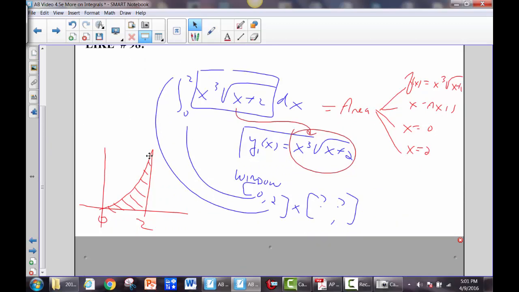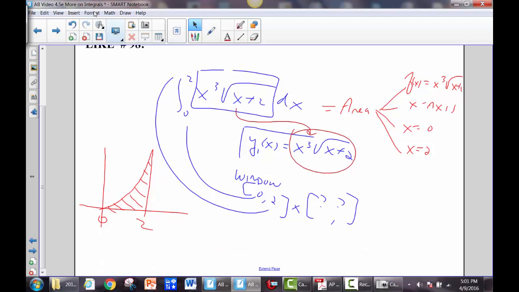which is above the x-axis the whole time. And then so you would draw that and you would shade the region bounded by that curve, the x-axis, x equals 0 and x equals 2. Pretty simple.